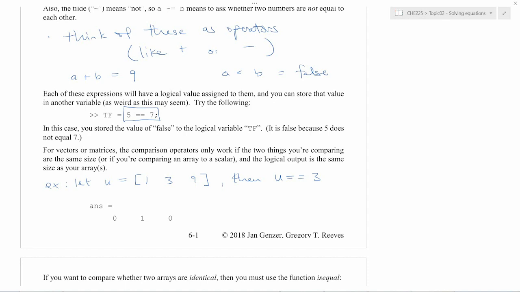So when you're trying to do these operations on vectors or matrices, you don't necessarily get the answer you were expecting. If you were expecting Matlab to say, is this whole row vector equal to 3? Well, if that's the question, then the answer is no. It's just one single no. It's one single false. But what MATLAB thinks you're asking here is, is the first one equal to 3? No. Is the second one equal to 3? Yes. Is the third one equal to 3? No.